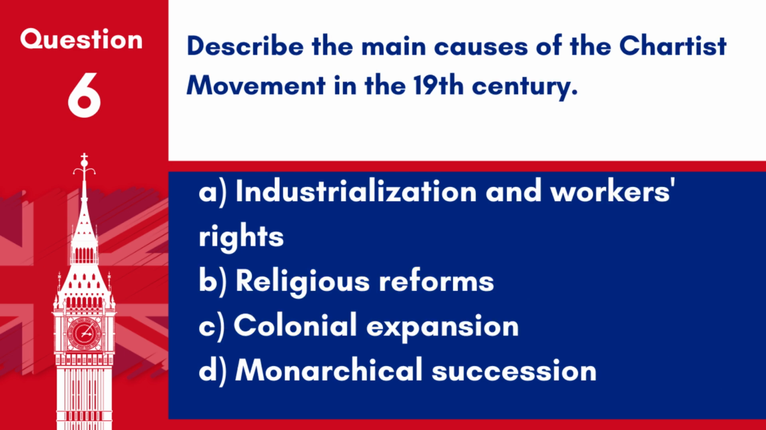Question 6. Describe the main causes of the Chartist movement in the 19th century. A. Industrialization and workers' rights. B. Religious reforms. C. Colonial expansion. D. Monarchical succession.